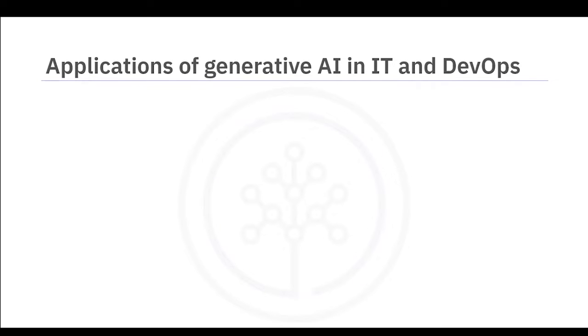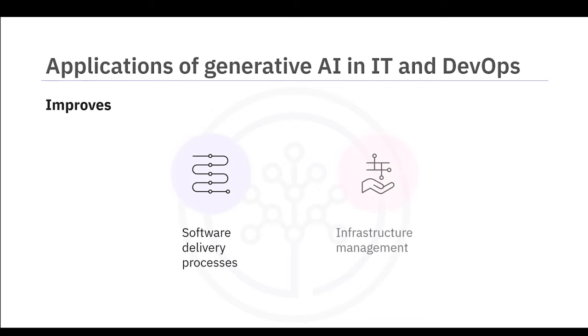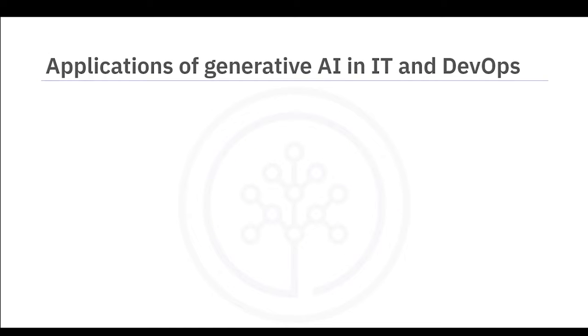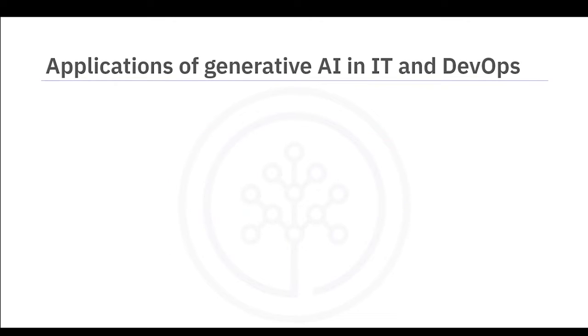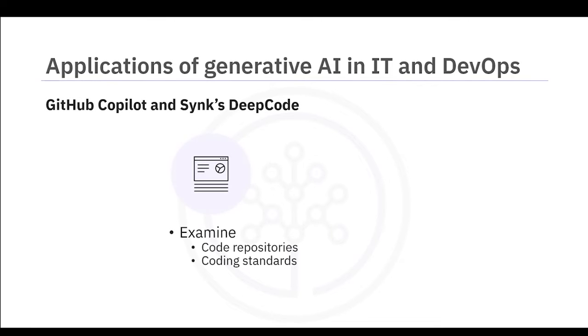In IT and DevOps, generative AI helps improve software delivery processes and infrastructure management. The code generation capabilities of generative AI reduce manual coding effort and time spent on repetitive tasks. Generative AI-powered code review tools such as GitHub Copilot and Snyk's DeepCode examine code repositories and coding standards to enhance code quality and maintainability.